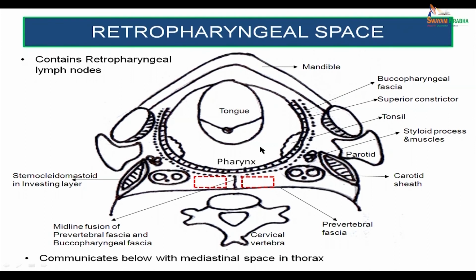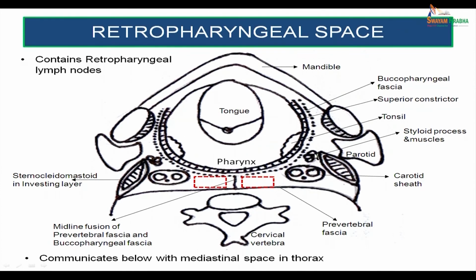Laterally we have the tonsils and anteriorly we have the tongue. Then coming outside, this is the mandible, the base of the mandible, this is the ramus of the mandible with the attached muscles, this is the parotid gland, and coming behind, this is the sternocleidomastoid muscle with the covering of investing layer of fascia.